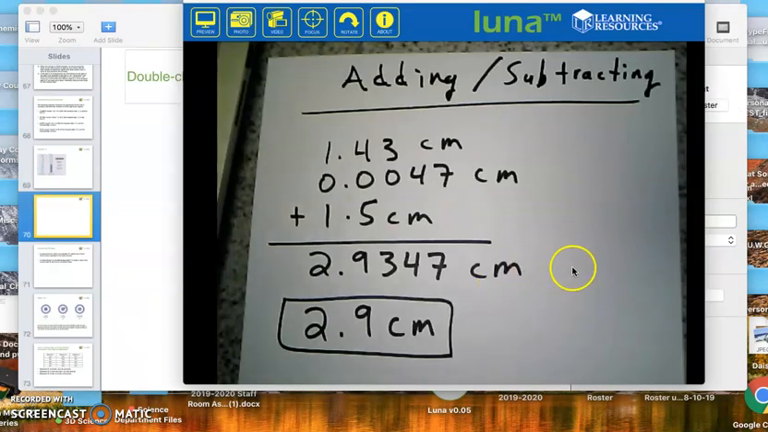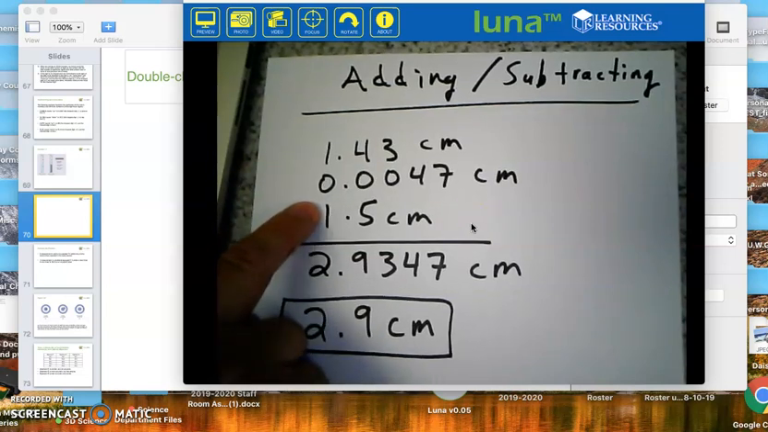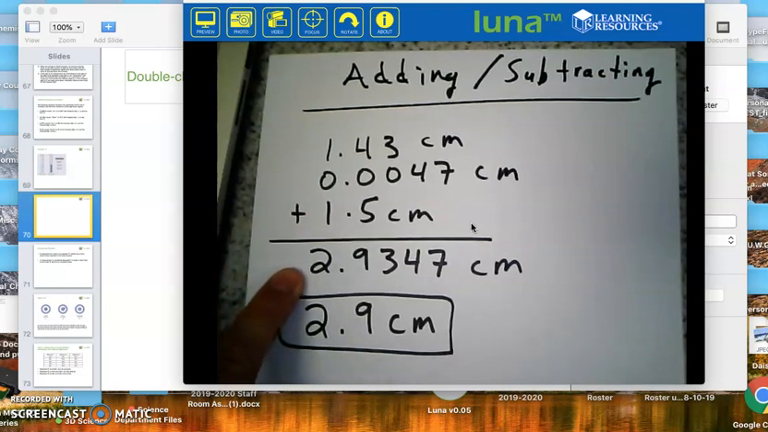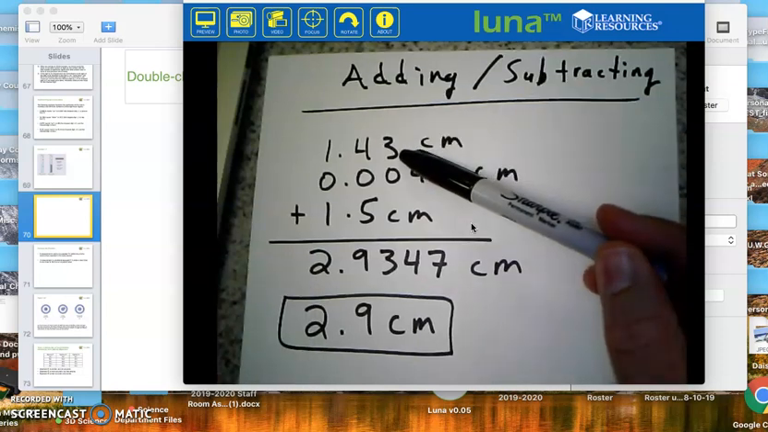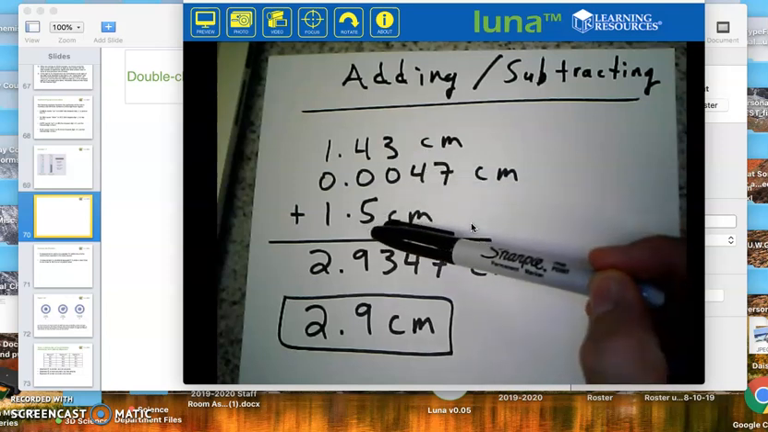Okay, so remembering the rules when I add or subtract, if I'm going to add 3 numbers together, so here I'm adding 1.43 centimeters plus 0.0047 centimeters plus 1.5 centimeters. What I get in my calculator is 2.9347 centimeters. However, remember our rules from adding or subtracting. We're going to use the least number of decimal places when we add or subtract. So here, for our first number, we have 2 decimal places. Here we have 4 decimal places. And here we have 1.